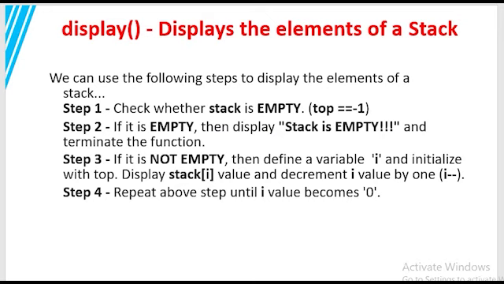Then display operation. If you want to display the elements present in a stack, these are the steps you need to follow. In an empty stack, you cannot display the elements. So you want to check whether the stack is empty. As we have seen before, for checking the empty stack, you want to check whether the top is equal to minus 1. If it is so, you want to print the error message. If it is not empty, you can create a for loop such that it displays each and every element. First, you need to display stack of i, where i is from 0 to n minus 1.